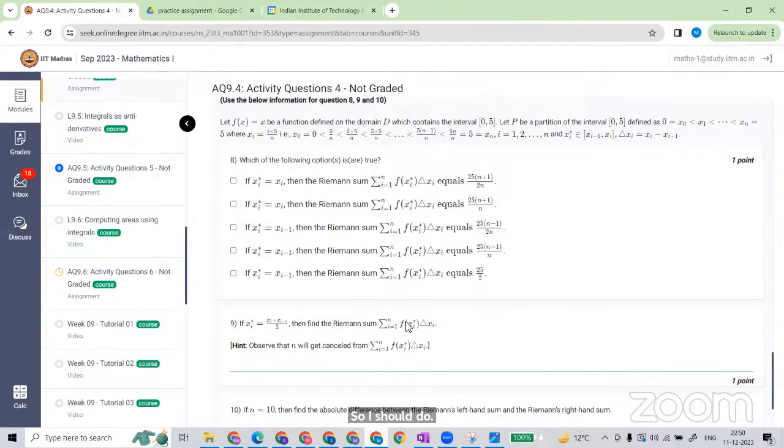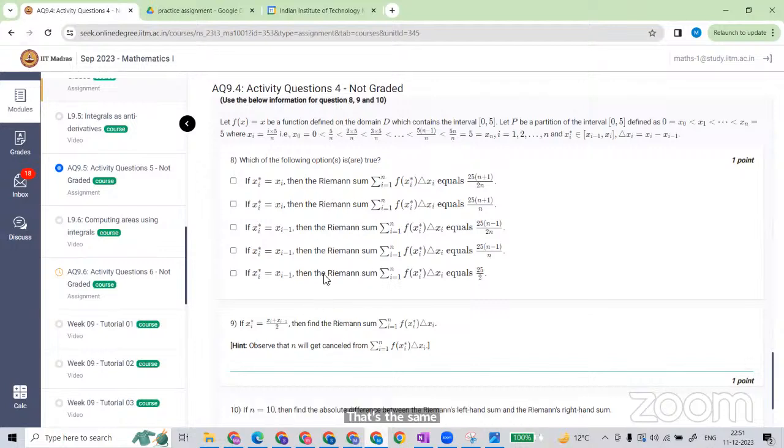First thing you can do, in this problem nothing else is there. You just need to find the midpoint and do the Riemann sum. Again I will suggest you watch that, with this example I did the Riemann sum. That same example I have completed there.